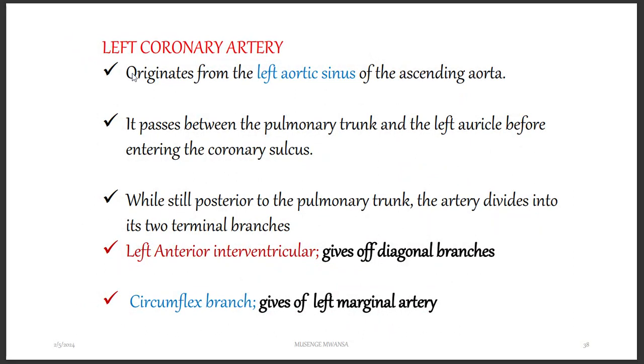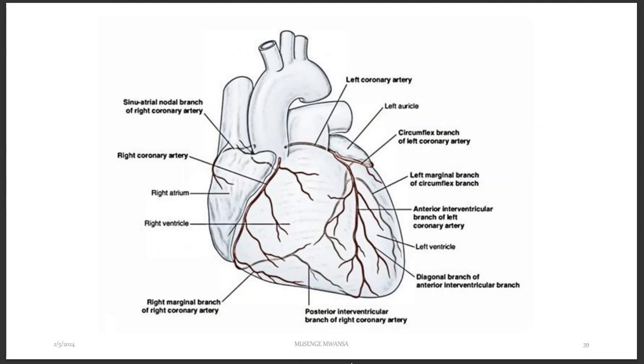While the left coronary artery also comes from the ascending aorta, from the left aortic sinus, it gives the main branches, being the left anterior interventricular. The left anterior interventricular also gives off diagonal branches, and the circumflex branch, which gives the left marginal branch. So this is what we're talking about.